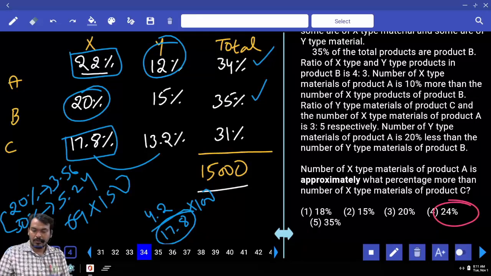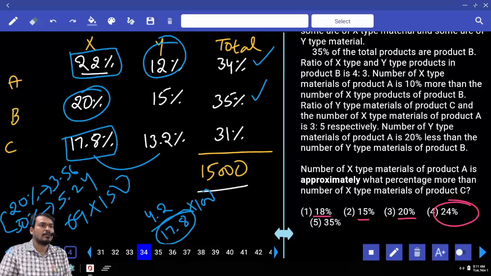Because first option is less than 20. Second option also less than 20. Third option is 20%. First we verify the 20%. If we verify the 20%, we eliminate 3 options. Again we verify the 30%, and eliminate one more option.